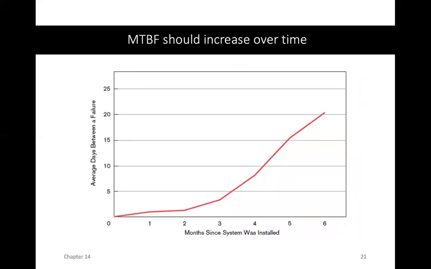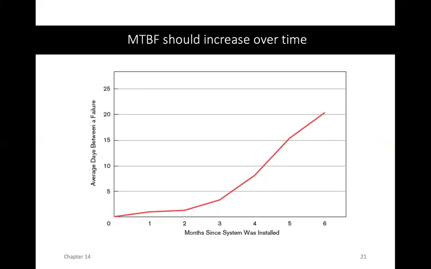So we will see something hopefully like this. After a few months of use and corrective maintenance, the average days between failures goes exponentially up. Looking at the number of months since the system was installed, we can see that hopefully the number of days between each failure is getting greater and greater, because there are fewer failures occurring.